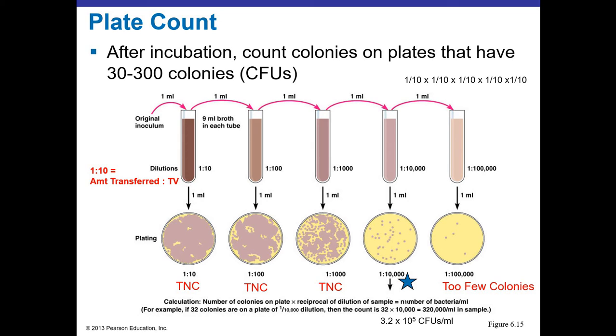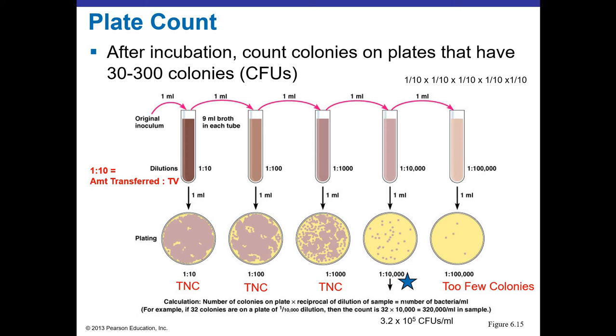So that is going to give us what is referred to as the titer, and in this case we see that that's 320,000 colony-forming units per mil in the original sample. Or the easier way to do that is to say that putting it in scientific notation, that is 3.2 times 10 to the 5th colony-forming units per mil.